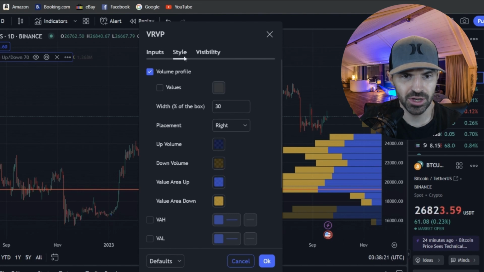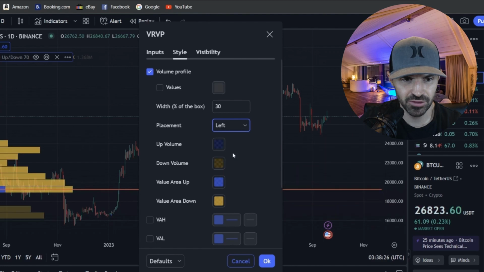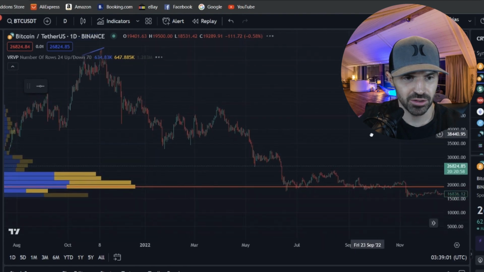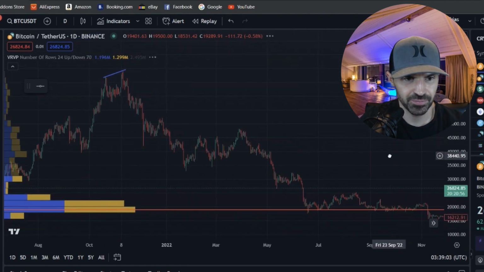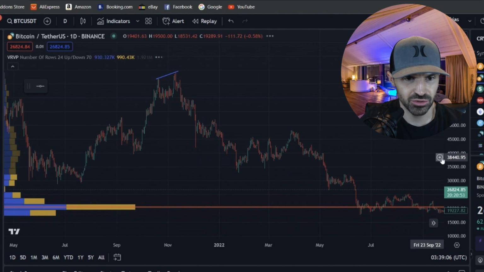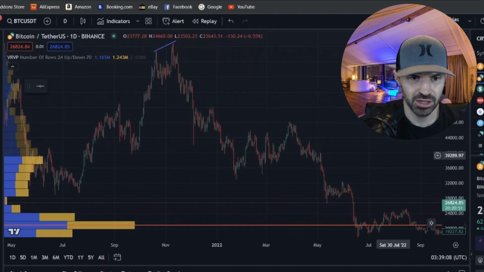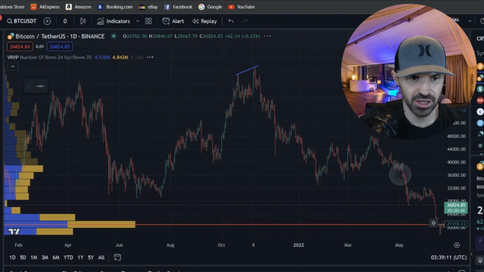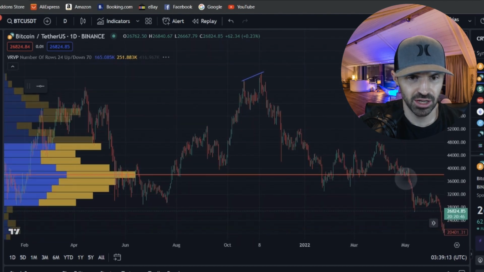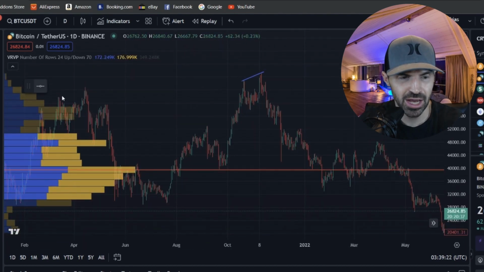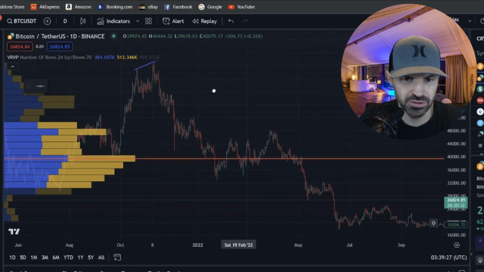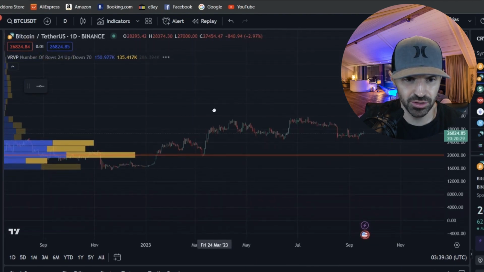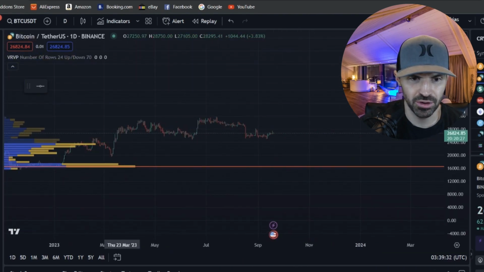So I'm going to go into my settings, go to style, and then see where it says placement. I'm going to change that to the left. So now I have it back on the left hand side of my screen. This indicator will get bigger the bigger the chart is. So as you can see, as I scroll out here, I'm making the chart much bigger, and the indicator is following. So it's taking in all the previous price data, and it's showing it in the histogram on the left hand side of my screen. But just for this tutorial, I'm just going to go into the last maybe month of price action.